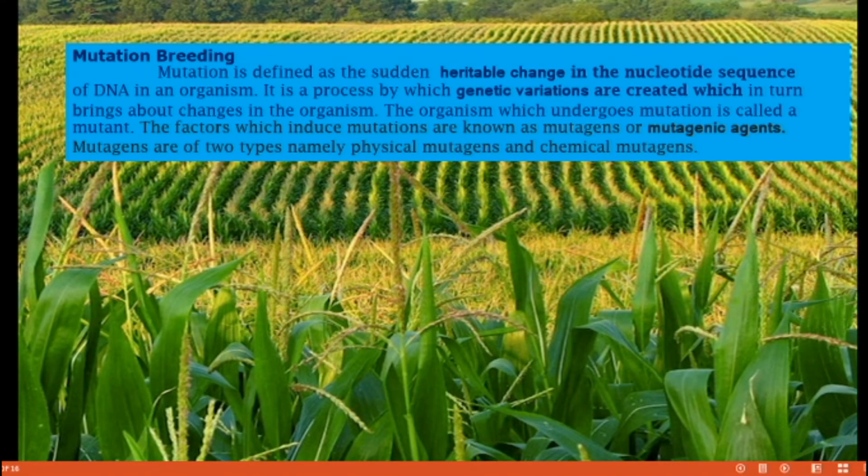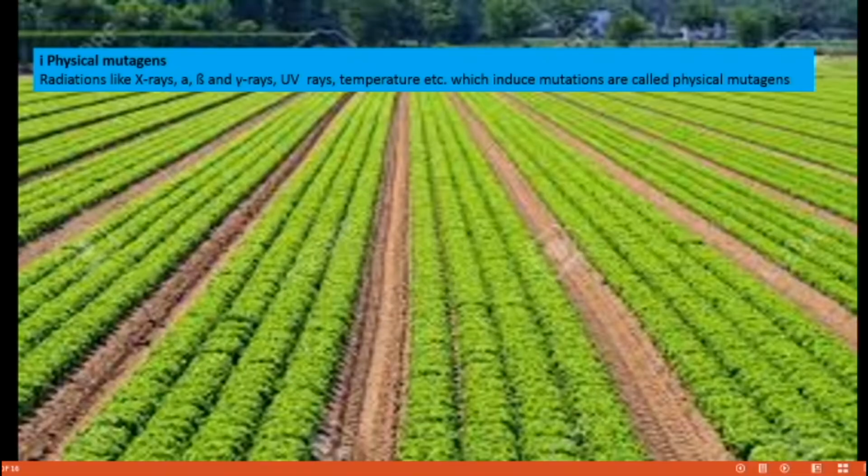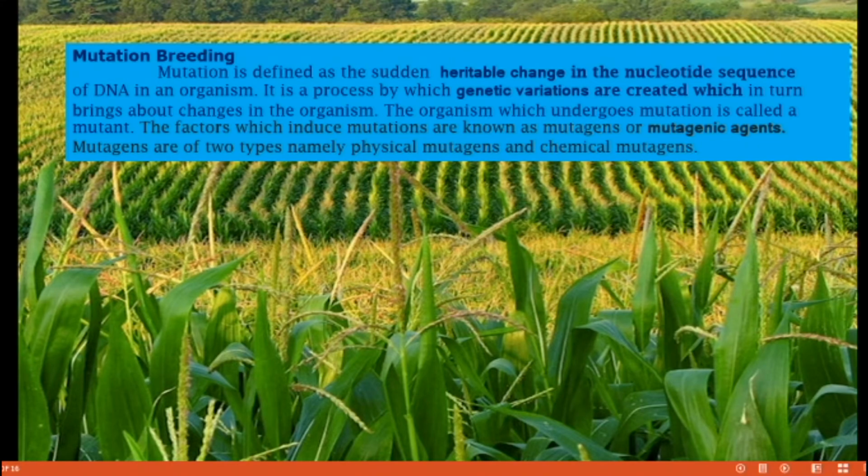So this is one of the polyploidy merits. After this we call it polyploidy breeding. Now we move on, the next one is mutation breeding. First we should understand what we mean by mutation. Mutation is a heritable change in the DNA, or a heritable change in the chromosome, or a heritable change in the nucleotide sequence of the DNA. So look here. Mutation is defined as a sudden heritable change in the nucleotide sequence of DNA in an organism.